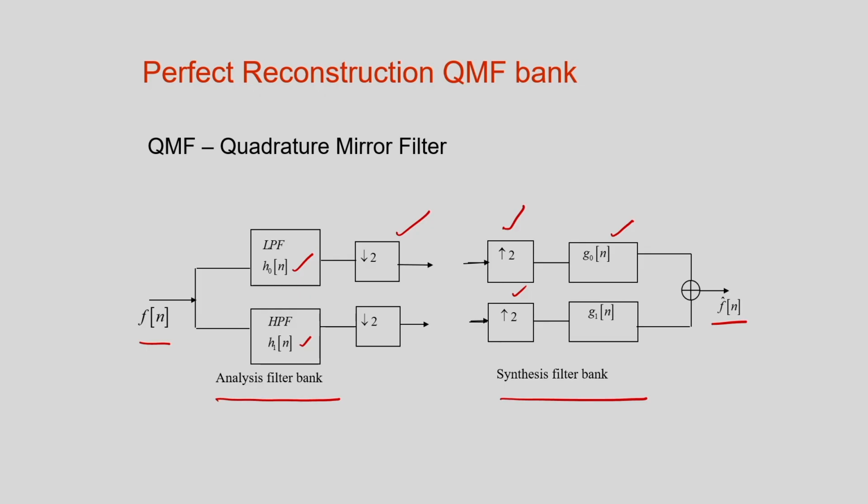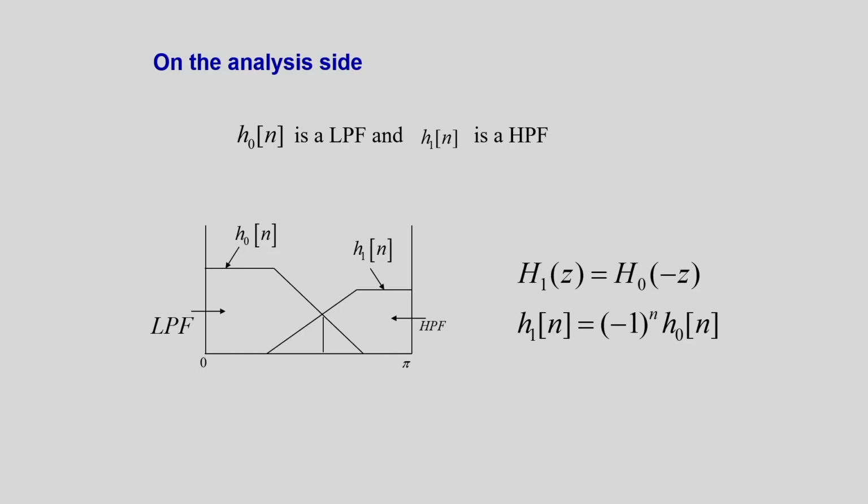And these filters are called the Quadrature mirror filter. The concept of the Quadrature mirror filter I can explain in my next slide. What is the Quadrature mirror filter? Here you can see I am showing the frequency response of the low pass filter and the high pass filter. H0n is the low pass filter and H1n is the high pass filter. So how to get the high pass filter? H1n is the mirror of H0n. That is, the high pass filter is the mirror of the low pass filter.